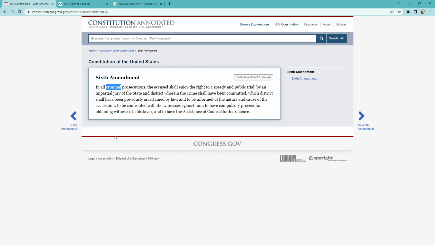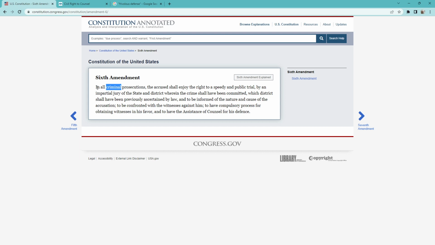So here we are with the next myth. And the next myth is you have a right to an attorney in civil suits. So I think a lot of that comes from people's memory of, you have a right to an attorney. And that comes from the Bill of Rights, specifically the Sixth Amendment.